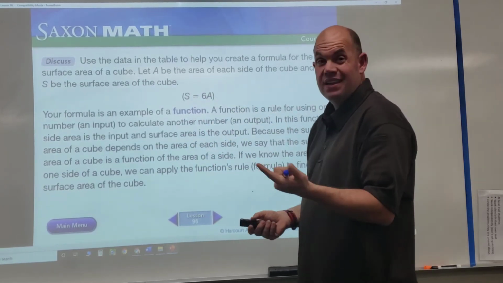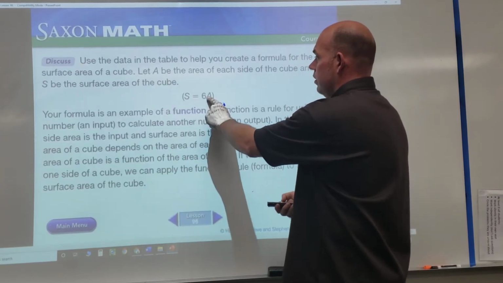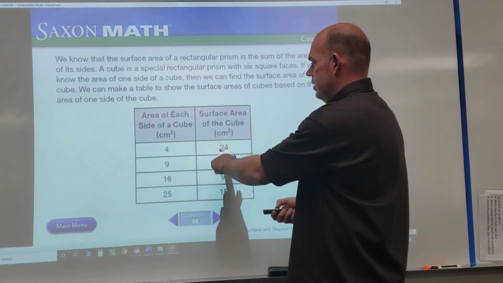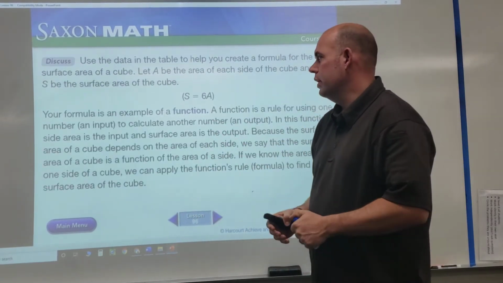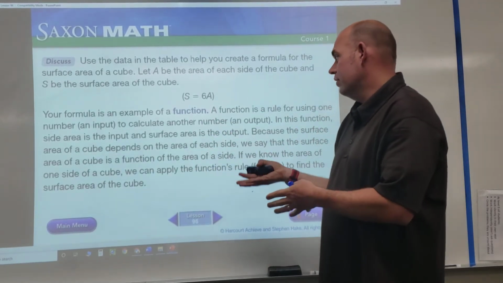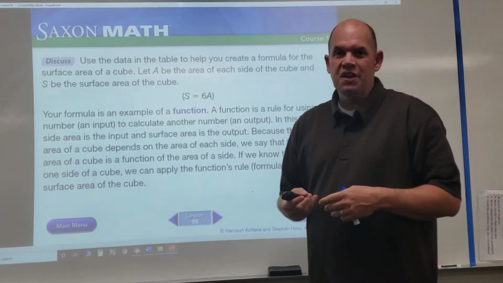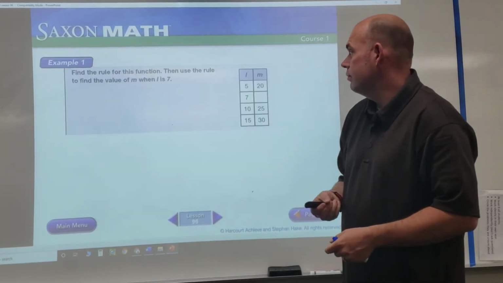So again, in that table, if we go back, here we've got our 4. So 4 times 6 equals S. And that would be 24. Okay? So we're just creating a formula here. This is a function. It's using one number, an input, to calculate another number, an output. And so we've done that with this first table. Let's try it again using a different formula.